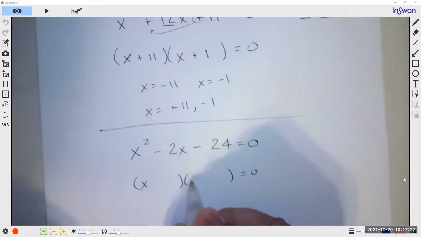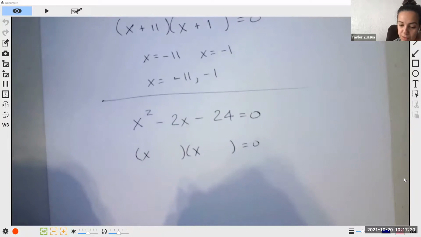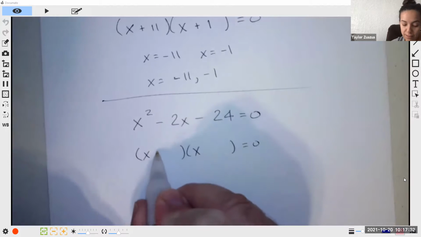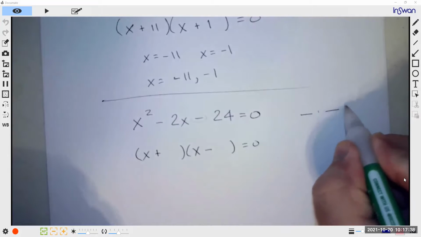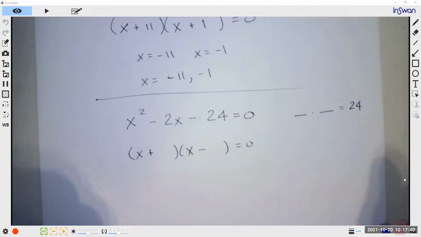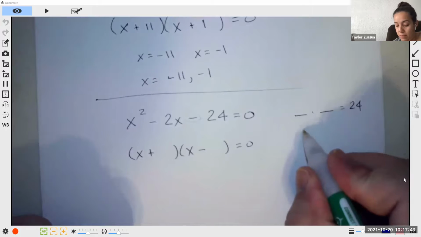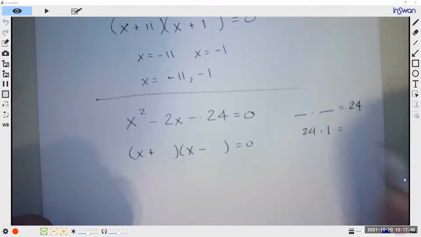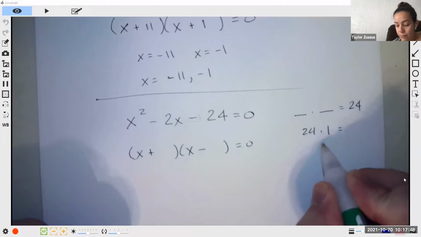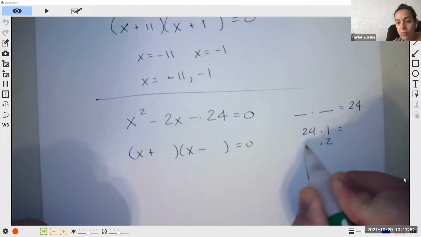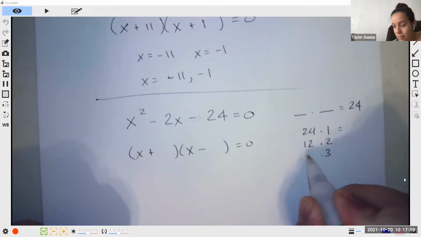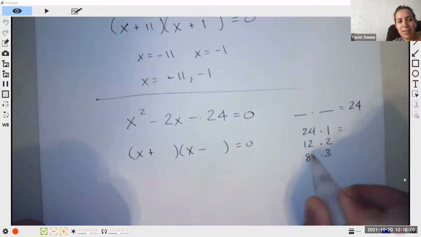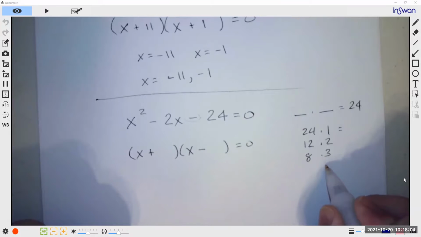You have x and x. It would be positive and negative. Plus and minus, because that's a negative. Very good. So now we have to look at what two numbers multiplied equal 24. Okay, so it's 24 times 1. Is there something times 2? 12 times 2. Is there something times 3? Yes, 8. Very good. How about 4?